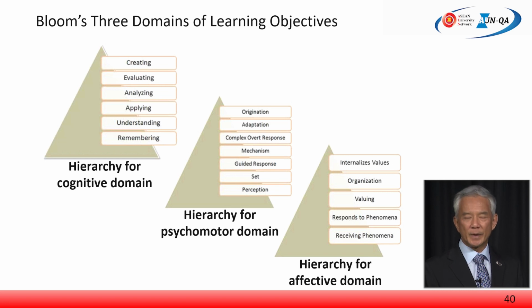Extending from the previous slide, we can see that Bloom's learning objectives also specify hierarchies in each of the 3 domains of cognition, psychomotor, and affect. We have already mentioned the hierarchy in the cognitive domain: remember, understand, apply, analyze, evaluate, and create. The levels in the psychomotor domain are perception, set, guided response, mechanism, complex or overt response, adaptation, and origination. You may wish to study this topic deeper on your own.